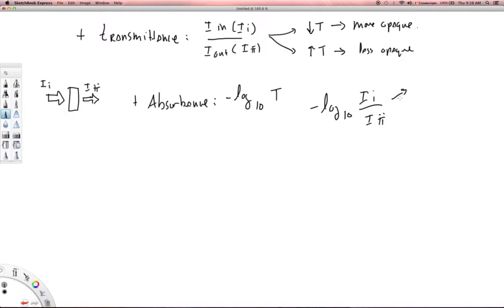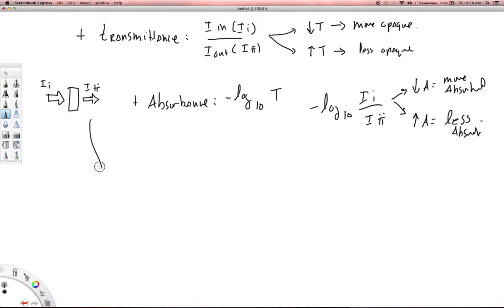Okay, so what does that value tell us? Well, it tells us that a low absorbance is going to be less absorbed, and a higher absorbance is going to be more absorbed. All right, cool. So now we know what transmittance and absorbance mean.